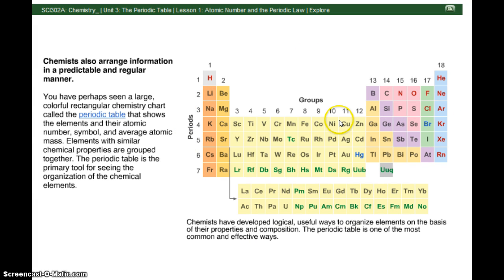So these aren't put up on here randomly, and it's not just because of atomic number going 1, 2, 3, 4, 5, 6, 7, 8, 9, 10, which it does do, but there's a reason that they're each in certain columns and why hydrogen as number 1 is over here and helium as number 2 is over here. Chemists have developed logical, useful ways to organize elements on the basis of their properties and composition. The periodic table is one of the most common and effective ways to do this.